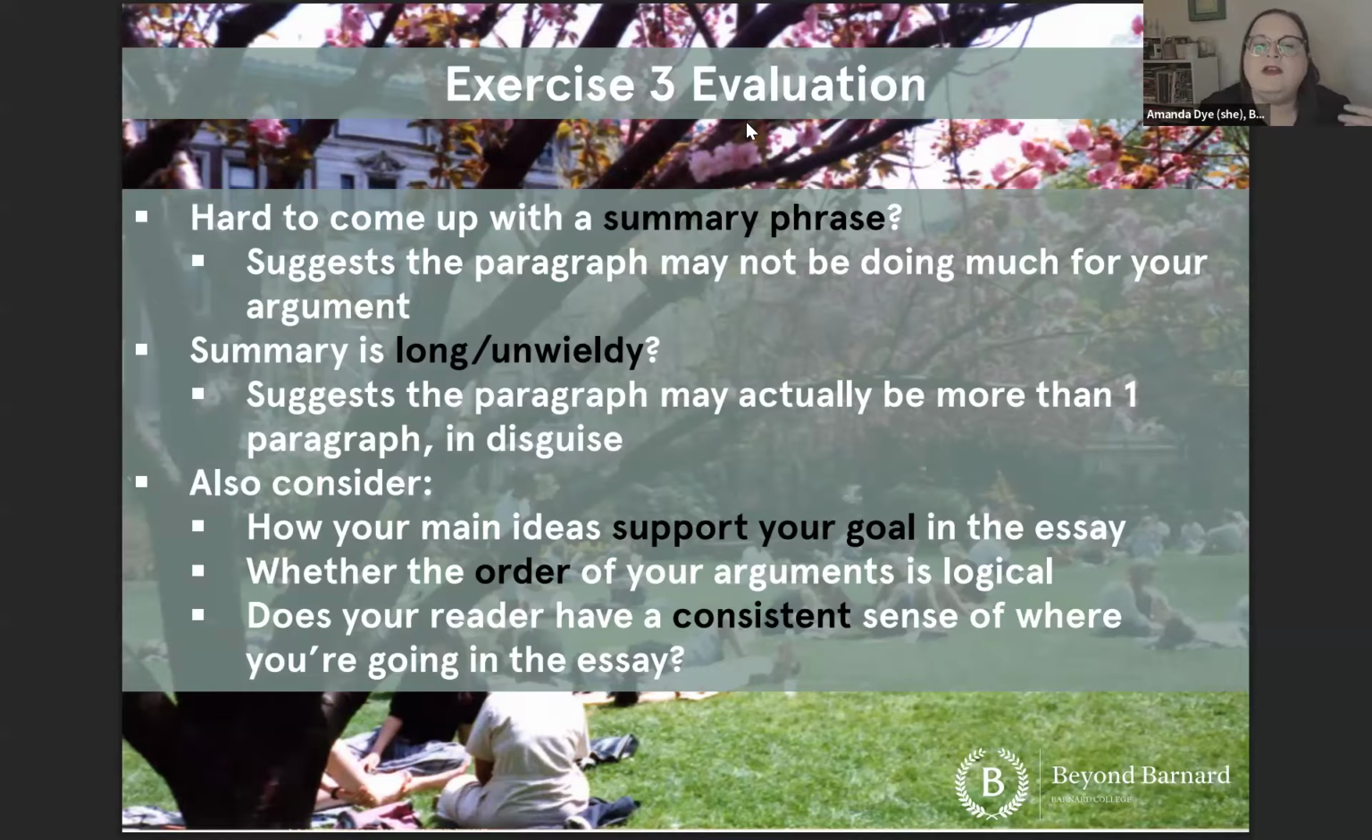in the essay, right? If you're looking at that outline, does the flow make sense in a broad way? If so, that's great. If not, then your reader might have some trouble following.